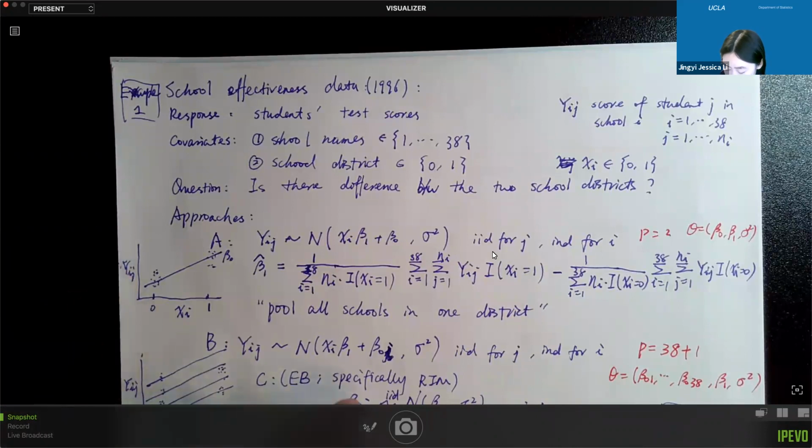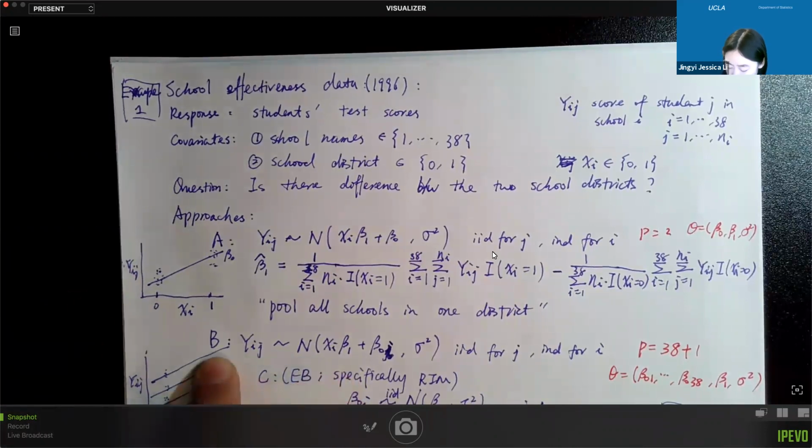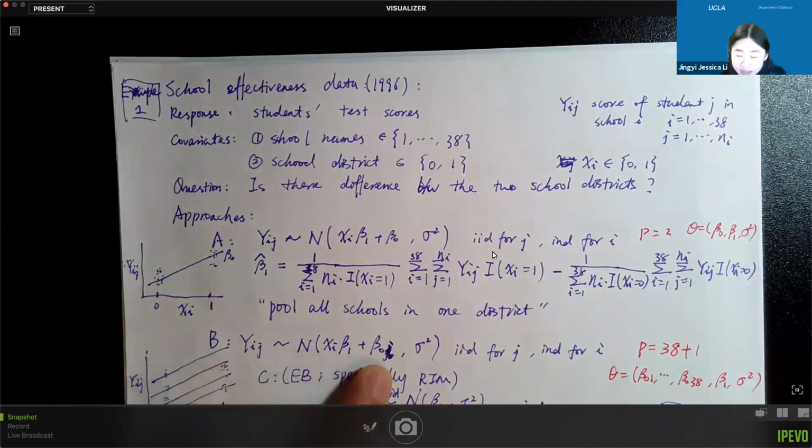So like here in this model B, we have an intercept denoted as beta 0 i, where i is the ith school. So we are actually saying that different schools have different intercepts, while the xi is the predictor, whether it's in a good district or not good district. So we're interested in the common effect beta 1, the effect of school district on students' scores.